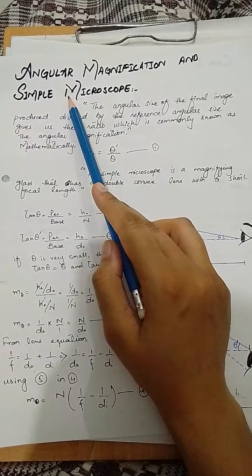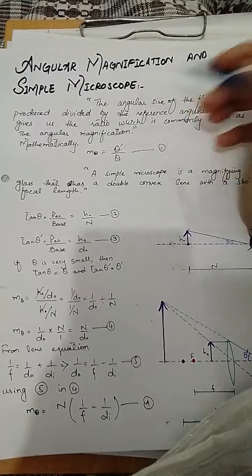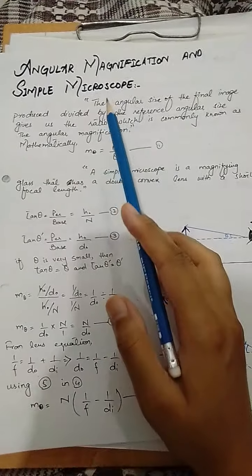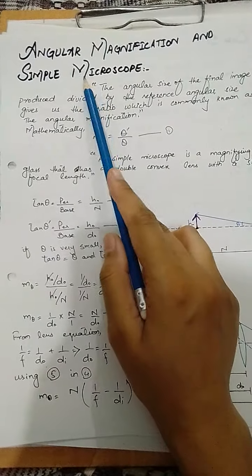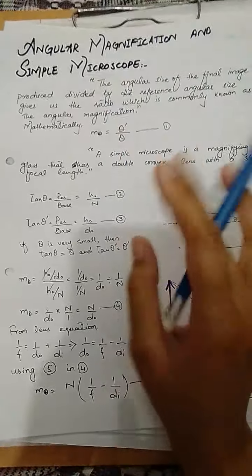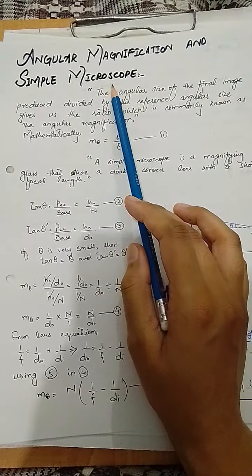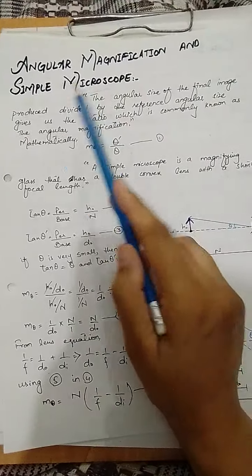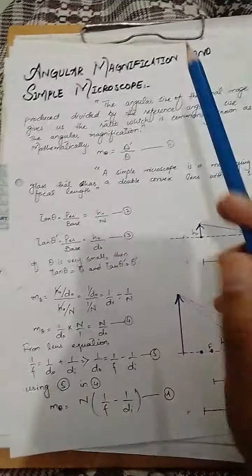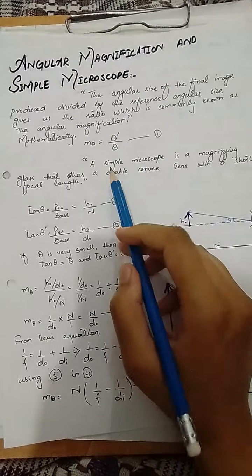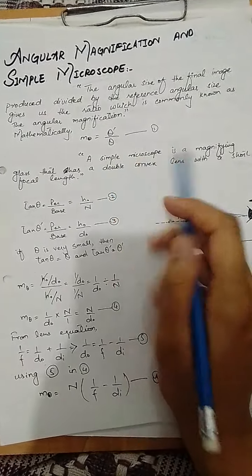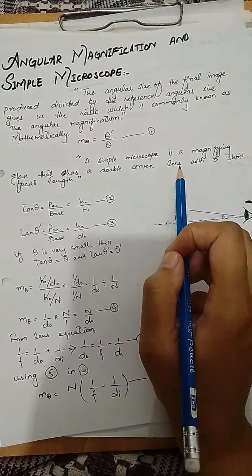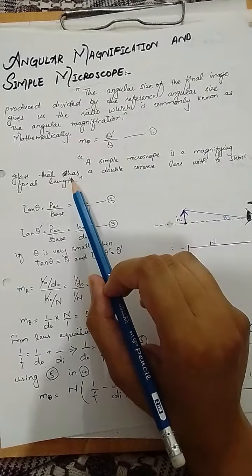Now we need to come up with a definition of a simple microscope. What exactly is a simple microscope? You might think of a compound microscope when you read this word, but this is not the microscope used in a biology lab. This is just a simple microscope. So what is a simple microscope?